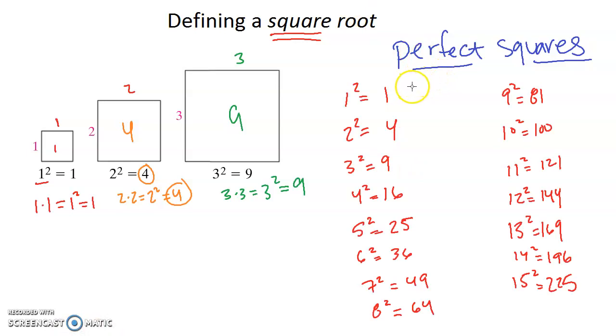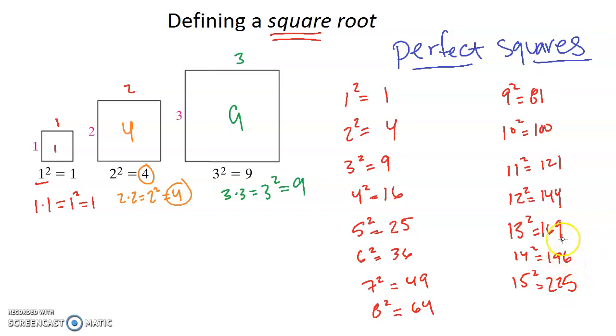Now here I have a list of different perfect squares going from 1 squared all the way to 15 squared. And these numbers on the end, 1, 4, 9, 16, 25, 36, 49, 64, 81, 100, 121, 144, 169, 196, 225, are all examples of perfect squares.